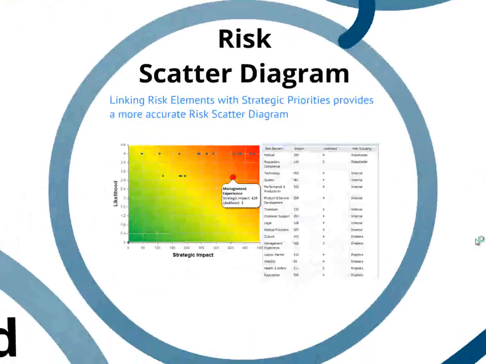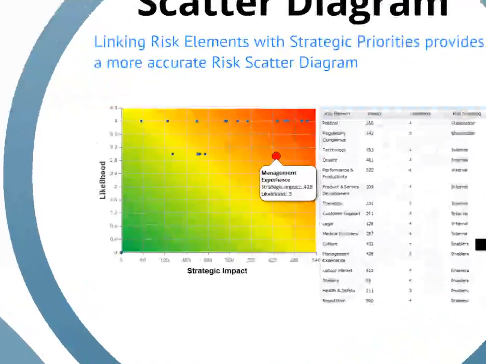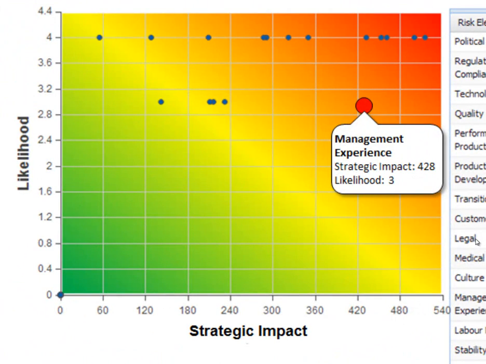This chart allows us to produce a standard, for example, risk scatter diagram, where we chart the likelihood on the left and the strategic impact across the bottom. But you'll now see the strategic impact is no longer ranked from 1 to 5, but 1 to whatever the highest value of strategic impact is. And it's based on the specific priorities of those objectives for this year.